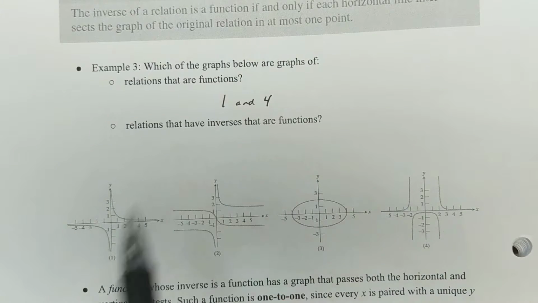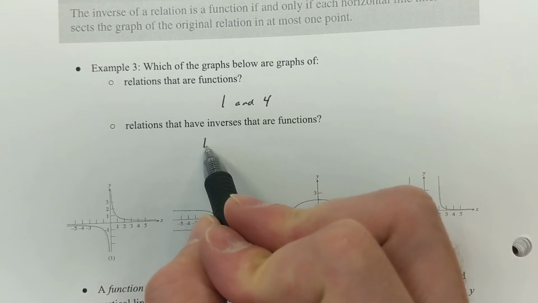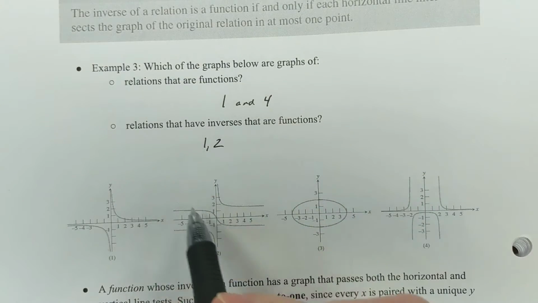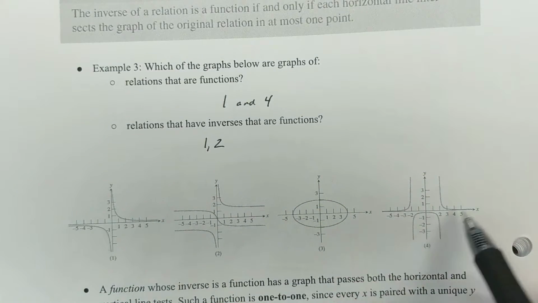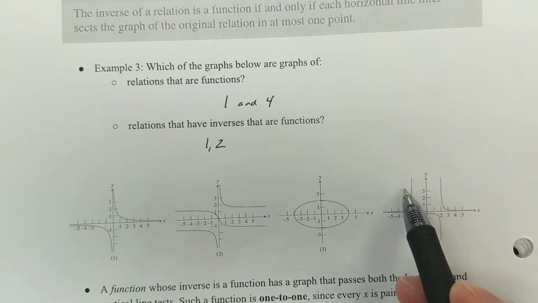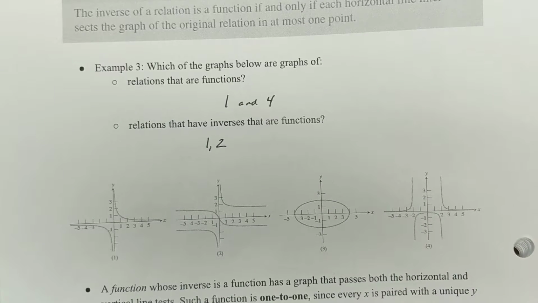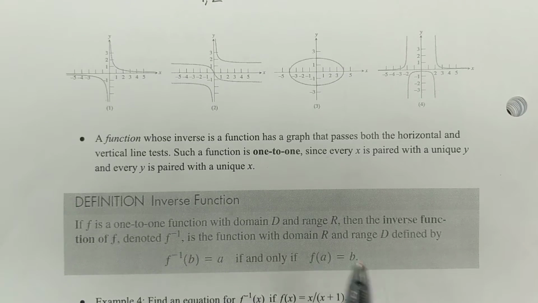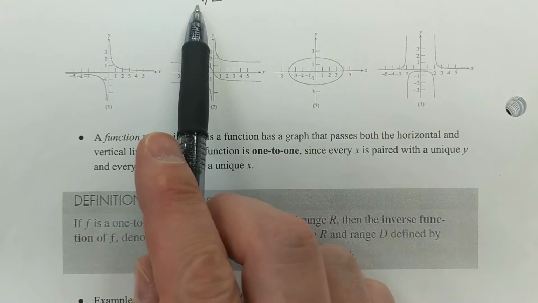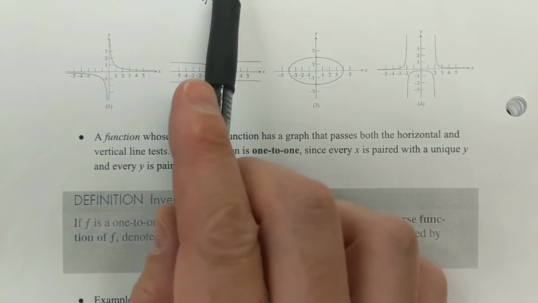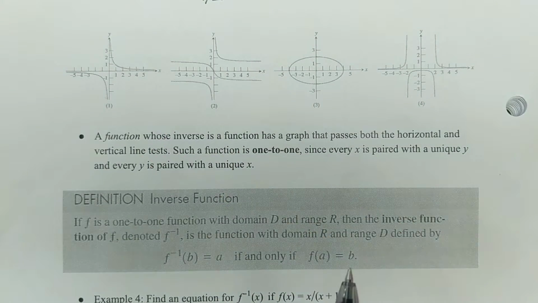Which of them have inverses that are functions? That means you have to pass the horizontal line test. So that would be 1 and 2. There are no horizontal lines that cross more than once, and that's it. Because over here, in 4, there are horizontal lines that cross more than once. Equation 1 here is an example of a one-to-one function. It is a function, and its inverse is also a function.